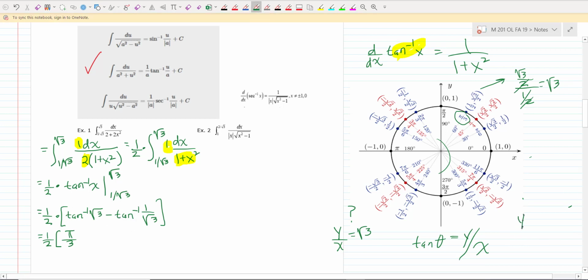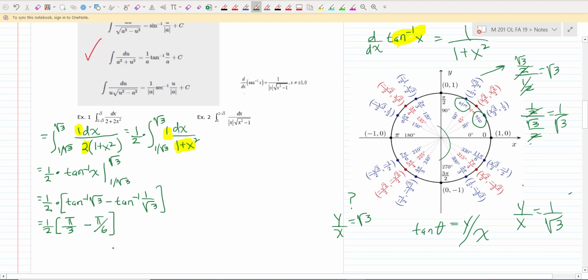So the question becomes, well, where is y over x 1 over square root of 3? The place that's going to happen is here, because you would have y, which is 1/2, over x, which is square root of 3 over 2. So look at that. You get 1 over square root of 3. So that means the inverse tangent of 1 over square root of 3 is going to be pi over 6.